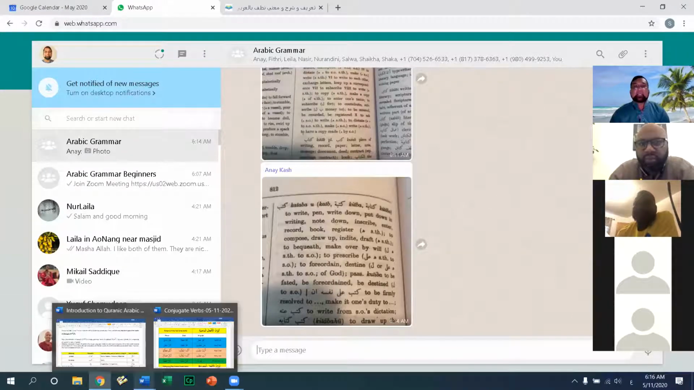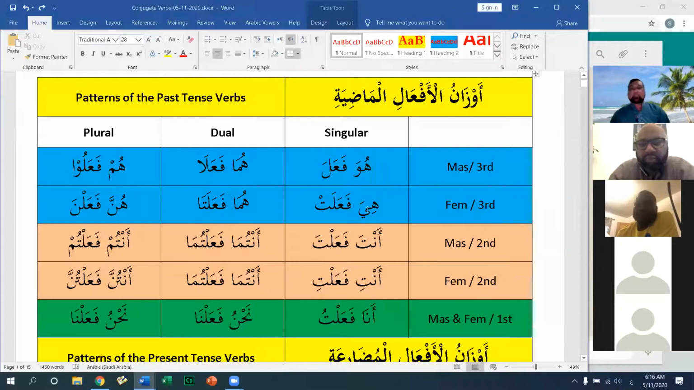That being said, let's come back to the template and we go through it. هو فعل, هما فعلا, هم فعلوا, هي فعلت, هما فعلتا, هن فعلن, أنت فعلت, أنتما فعلتما, أنتم فعلتم, أنت فعلت, أنتما فعلتما, أنتن فعلتن, أنا فعلت, نحن فعلنا.